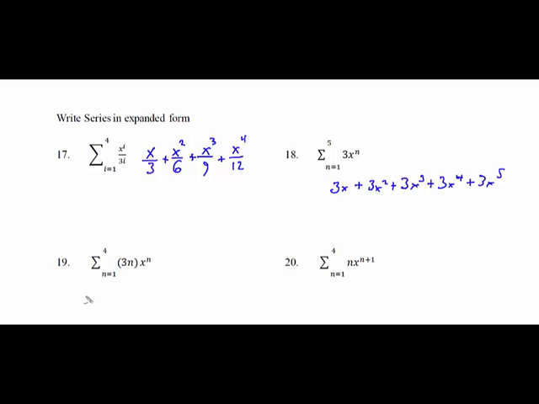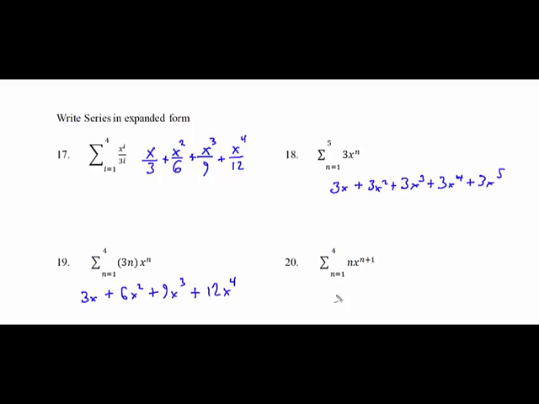If I plug in 3 times 1, I get 3. And then x times 1 just gives me x. Plus, now I'm going to do 2. 3 times 2 is 6. x squared. Then I'm going to plug in 3, so that would be 9. 3 times 3, and x cubed. And then I'm going to plug in 4. 3 times 4, 12. x to the fourth.